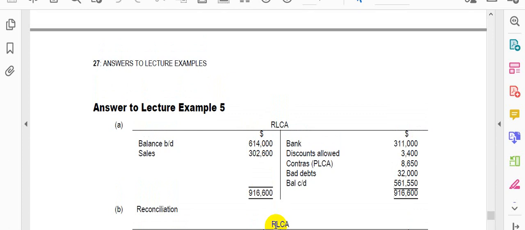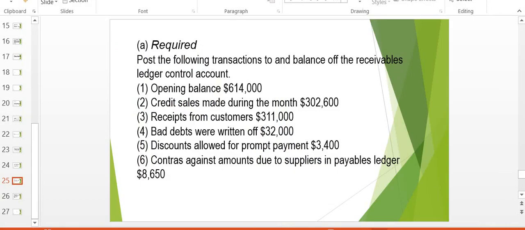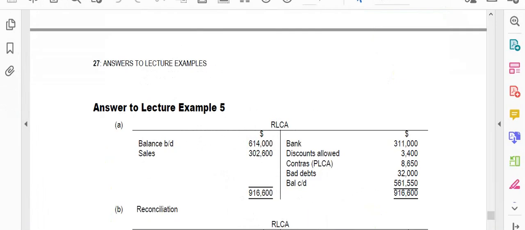So that's our T account. We said receivable ledger control account has got a debit balance, so the opening balance will come to the left, 614,000. Then we had credit sales made during the year of 302,600, which also go on the debit side.